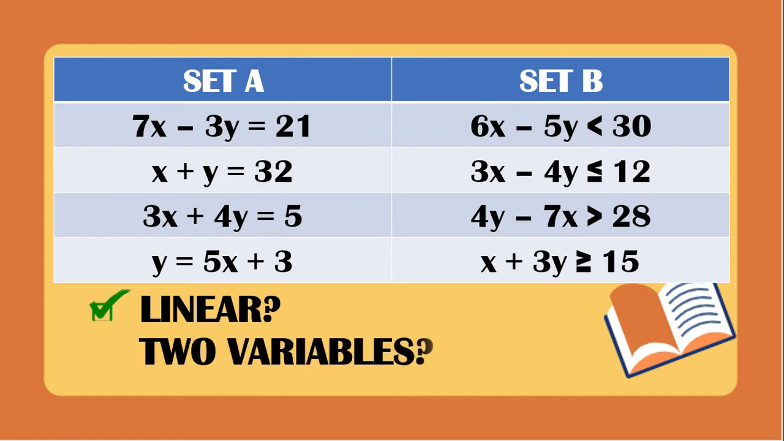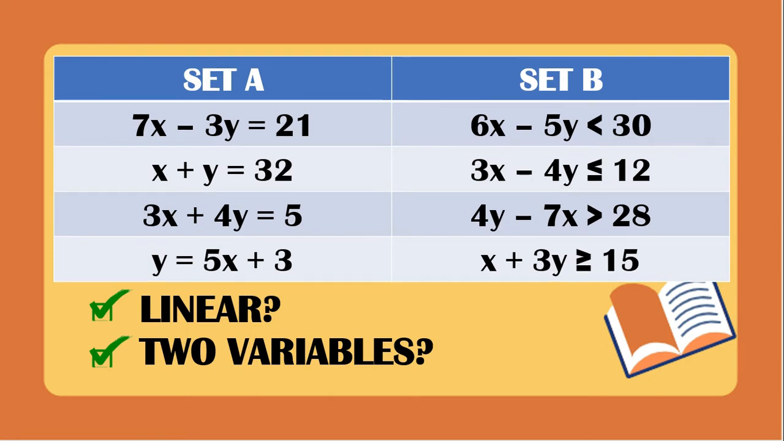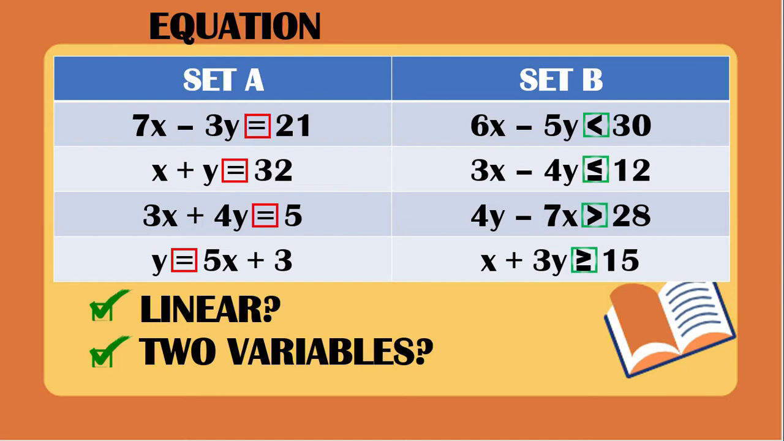Do they have 2 variables? When we say 2 variables, each equation should have x and y. So looking at the examples, yes, they have 2 variables. Can you differentiate set A and set B? In set A, as you can observe, the given in set A use equal sign. So set A is for the equation, while in set B, the given has inequality signs. So set B is for inequality.